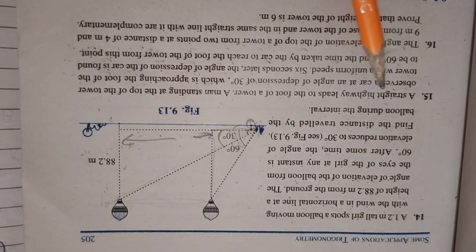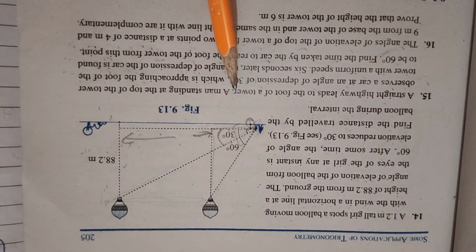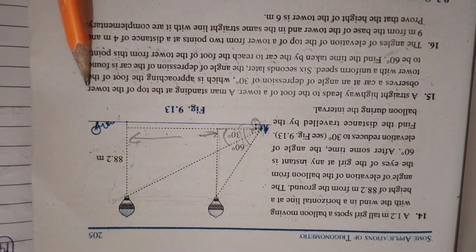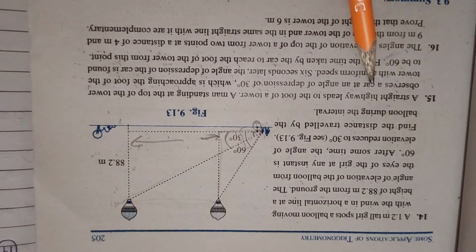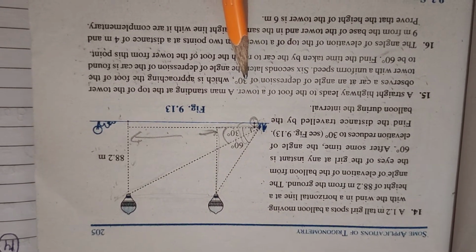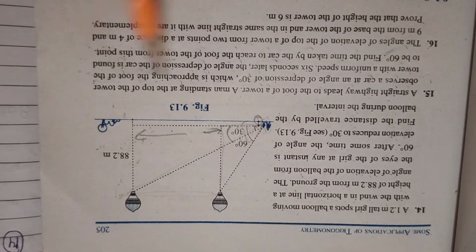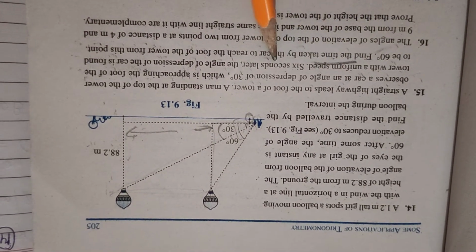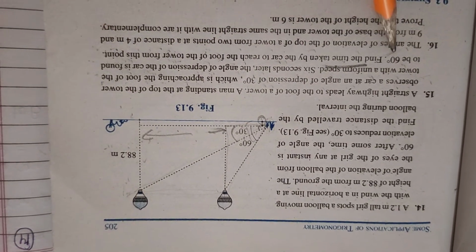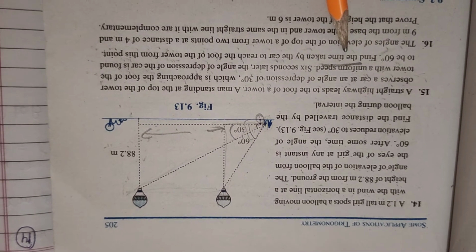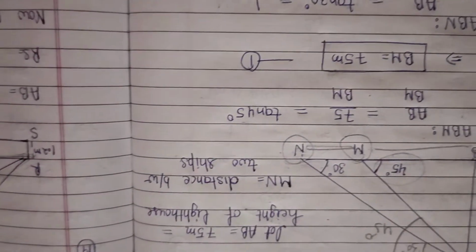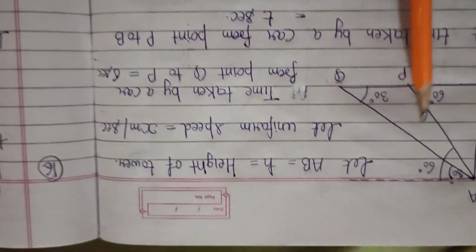Now here, a straight highway leads to the foot of a tower. It means there is a tower and a man is standing at the top of the tower, and he is observing a car on the road, and that is making an angle of depression of 30 degree. And that car is approaching the foot of the tower with a uniform speed. Now after 6 seconds, he observes that the angle of depression of the car is 60 degree. Now we have to find the time taken by the car to reach the foot of the tower from this point.